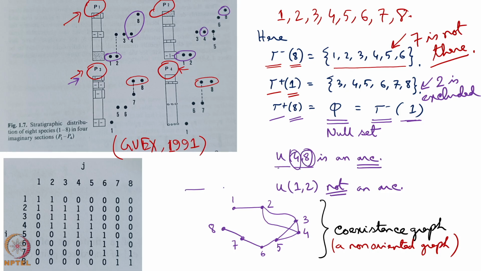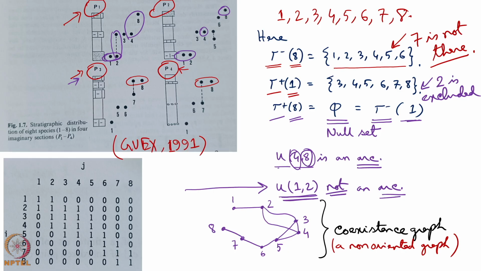And interestingly, u1 comma 2 is not an arc, that has to be understood. Here 2 is continuing above 1, true, but for some time they were together. Since that is so, we will not consider u1 comma 2 as an arc. Just following the definition and expanding the concept in biostratigraphy.